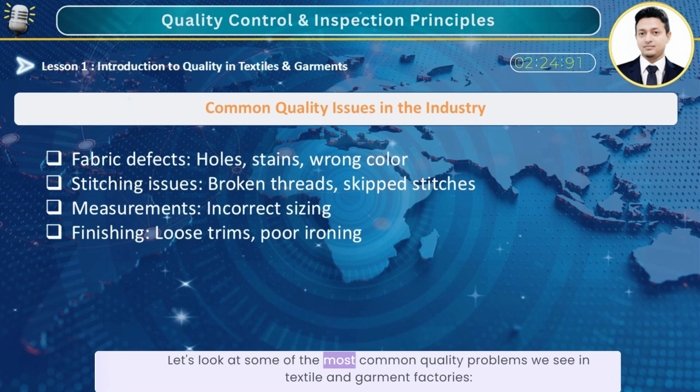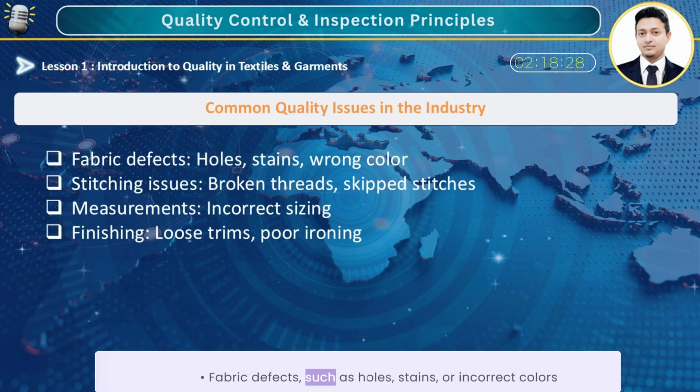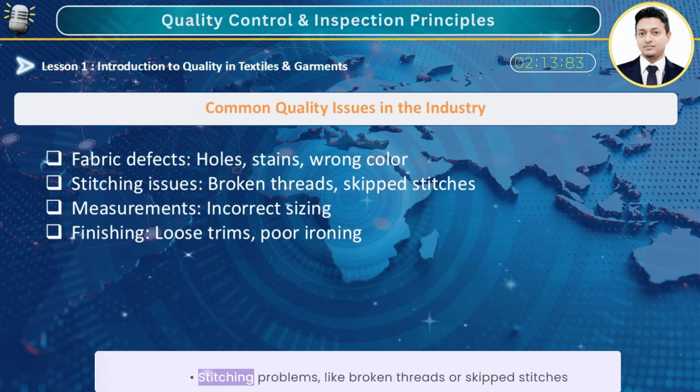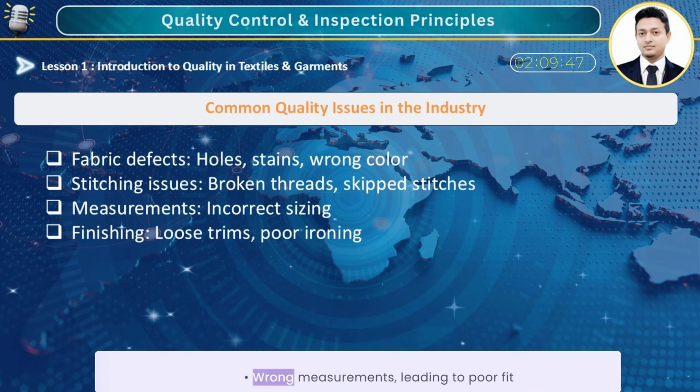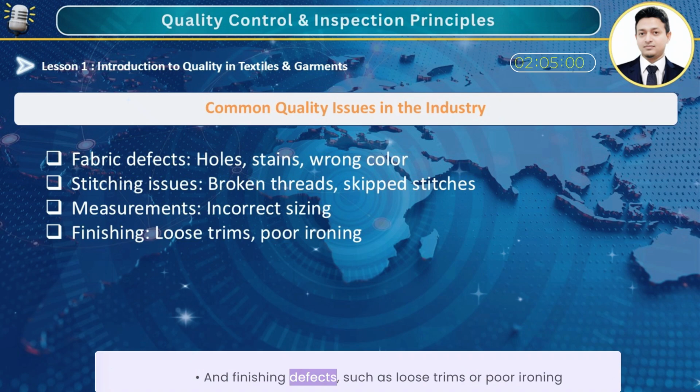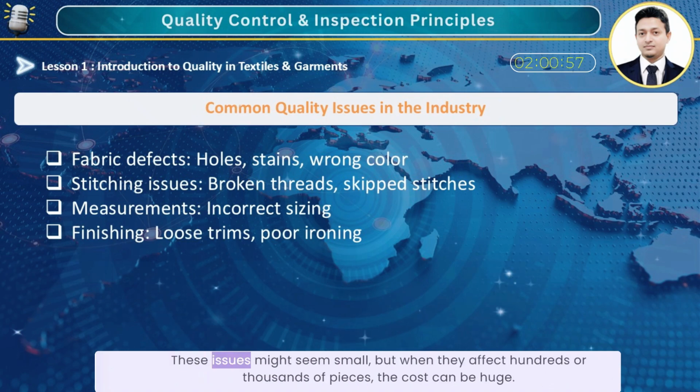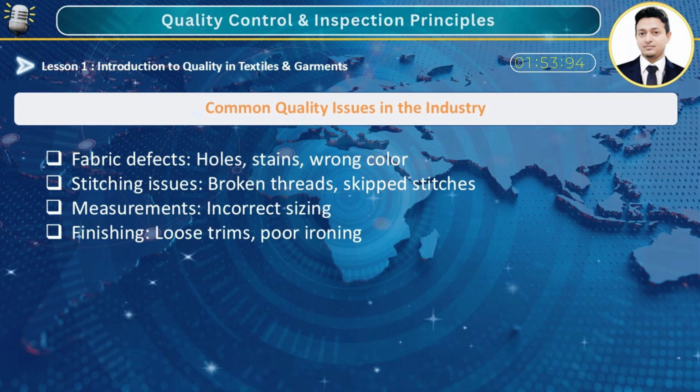Let's look at some of the most common quality problems we see in textile and garment factories. Fabric defects, such as holes, stains, or incorrect colors. Stitching problems, like broken threads or skipped stitches. Wrong measurements, leading to poor fit. And finishing defects, such as loose trims or poor ironing. These issues might seem small, but when they affect hundreds or thousands of pieces, the cost can be huge.